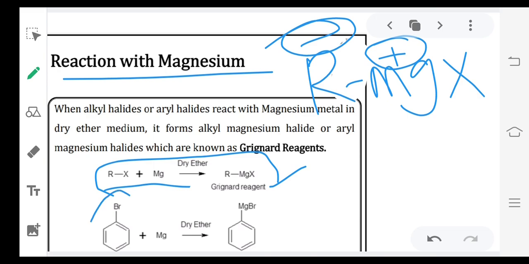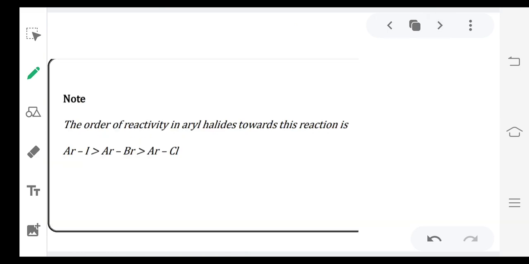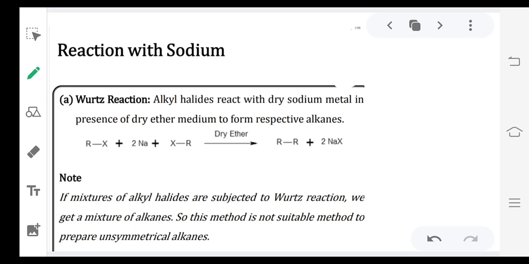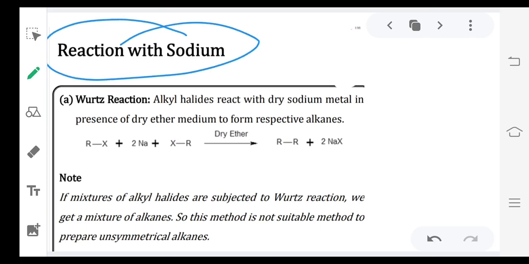Similarly, bromobenzene reacts with magnesium, we'll get phenyl MgBr. So this is also a Grignard reagent. Next, the order of reactivity in aryl halides towards this reaction is ArI, ArBr, ArCl, because the carbon iodine bond we can break easily. Next, reaction with sodium, important reaction.